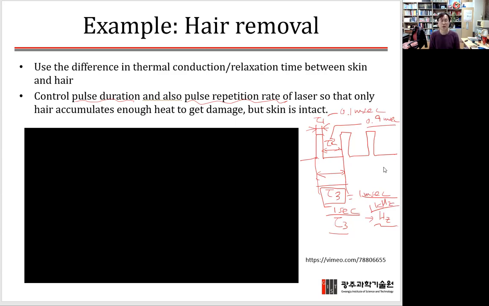So by controlling pulse duration time and also by controlling pulse repetition rate. If you have the same pulse duration time, but you increase the pulse repetition rate twice, that means you have to sacrifice this 0.9 millisecond to be 0.4, so that overall it will be 0.5 millisecond from the 1 millisecond. Then you can have 2 kilohertz.